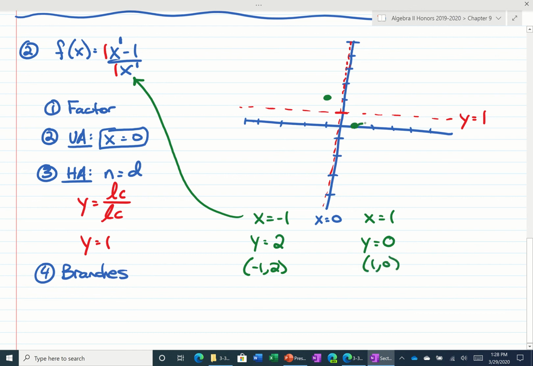I'm going to approach the asymptote, and I'm going to approach this asymptote. Same with this point, just get close to each asymptote, and that is how you graph rational functions.